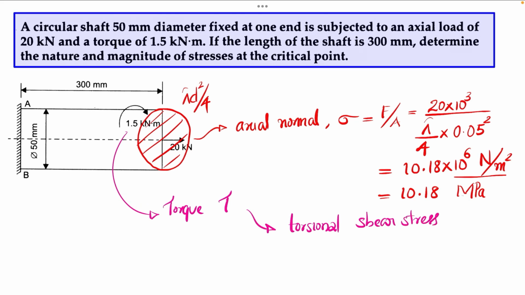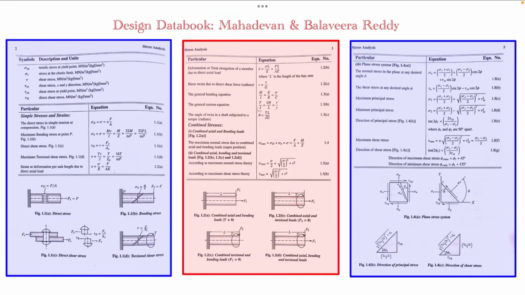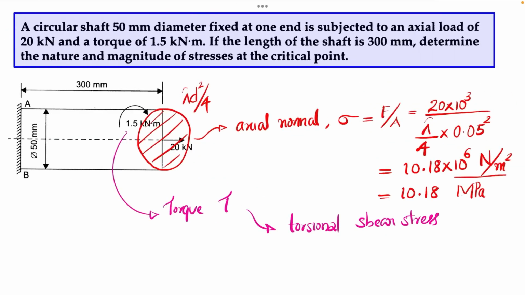And this equation is also given in the data book. Torque equals T into R by J, where J is the polar moment of inertia, which is pi d raised to 4 by 32. On simplifying this, you will get the final expression 16T by pi d cube.